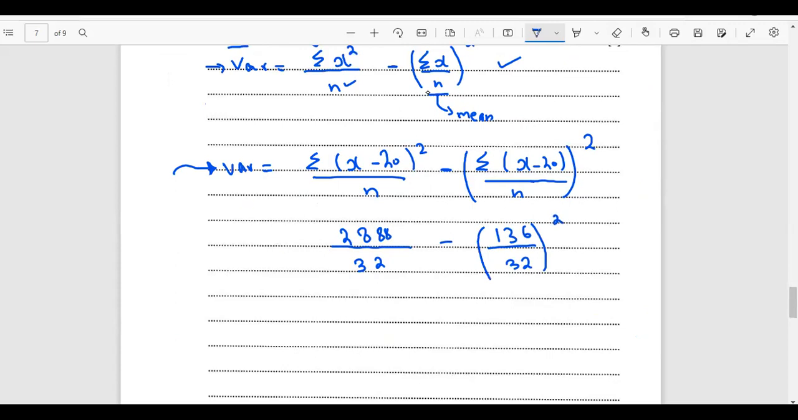Now 136 by 32 would not give you the exact mean. That is why I'm doing it here. But for variance, all the variables are x minus 20. This is a rule. You can find the variance directly through this method. Okay. Just work out the variance and tell me the answer. What is the variance?